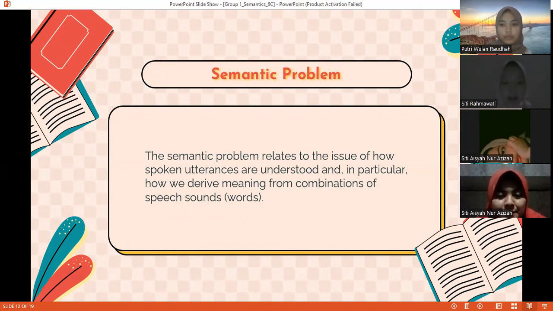In this meeting, I would like to explain about semantic problems and sets. First, I will explain about semantic problems. What is the semantic problem? The semantic problem is a problem of linguistic processing. It relates to the issue of how spoken patterns are understood and, in particular, how we derive meaning from a combination of sounds or words, how we go from phoneme to meaning.